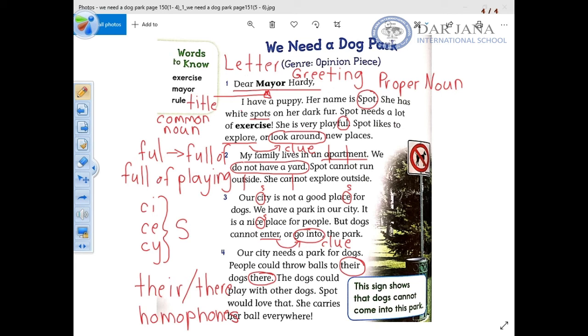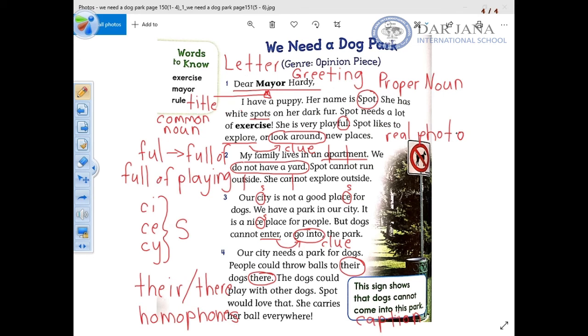The dogs could play with other dogs. Spot would love that. She carries her ball everywhere. Okay, now let's take a look here. Do you know what this thing here is called? Where we have extra information about the picture. It's called a caption. Let's all of us write caption. A caption is when we have extra information. Now, what is this here? It's a real photo. Now, when we have a real photo, where do we find those? Is it in a fiction story or a non-fiction? That's right, it's in a non-fiction, which means it's a real story. Okay, it's actually a text.